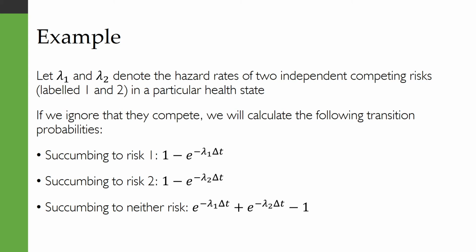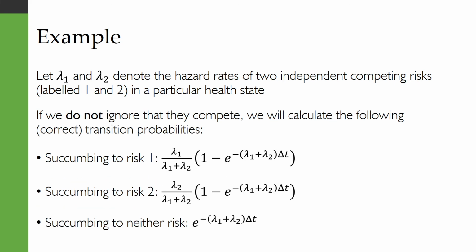The probability of succumbing to risk 2 is the same formula, but substituting lambda 2 for lambda 1. And then the probability of succumbing to neither risk would be e to the negative lambda 1 delta t plus e to the negative lambda 2 delta t minus 1. The formulae are slightly different when we include the competing risks, and these are the correct ways to calculate these things. But as we'll show, it doesn't matter too much so long as delta t is appropriately chosen.